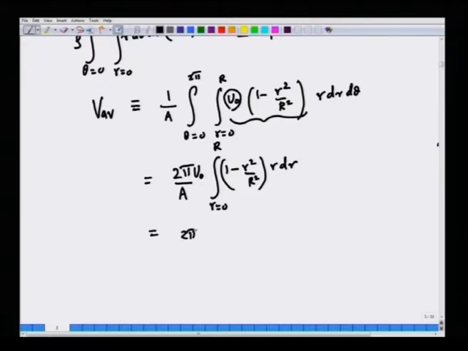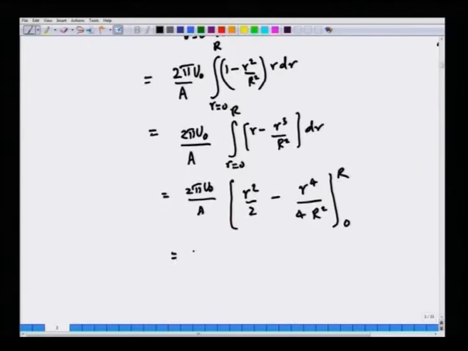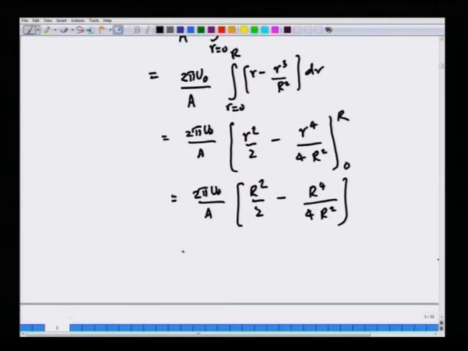So, this is 2 pi u naught by A times the integral of r minus r cubed by R squared dr, with r from 0 to R. This is r squared by 2 minus r to the 4 by 4 R squared, with r from 0 to capital R. When you evaluate this, 2 pi u naught by A times R squared by 2 minus R to the 4 by 4 R squared, this is nothing but pi u naught by A times R squared by 4. This is V average.